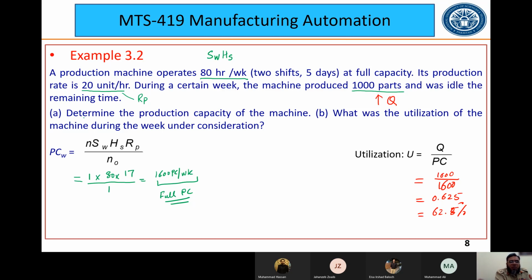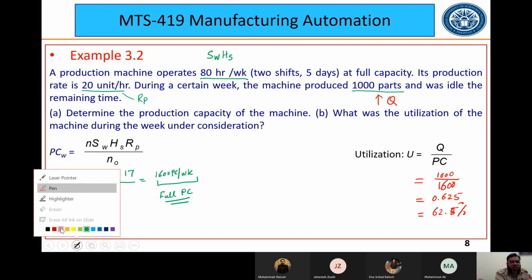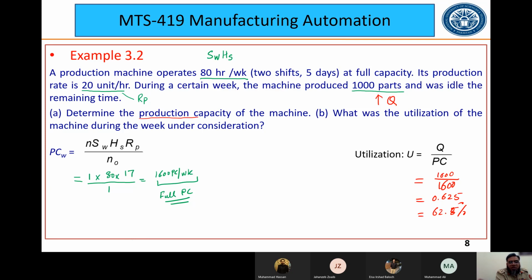Okay. What we need to determine? We need to determine the production capacity of the machine, and the production capacity we know is termed as PC. So we need to find out the production capacity, which is PC, and what is the utilization of the machine, and U, which we have studied, that utilization of the machine. So this is the plant capacity, and since we are talking about a week, this will be a plant capacity. So since we are not given how many machines are working, we will put it as 1.